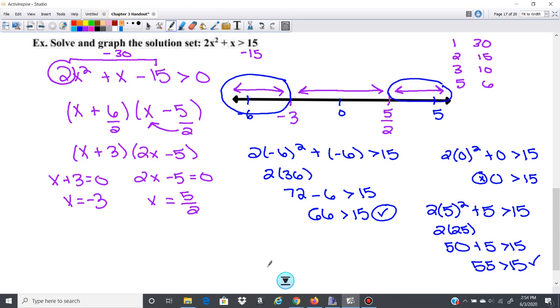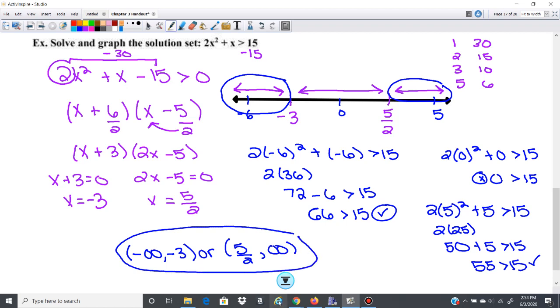So then our answer is going to be the interval from negative infinity to negative 3, or from 5 over 2 to positive infinity. And that's everything for 3.6.